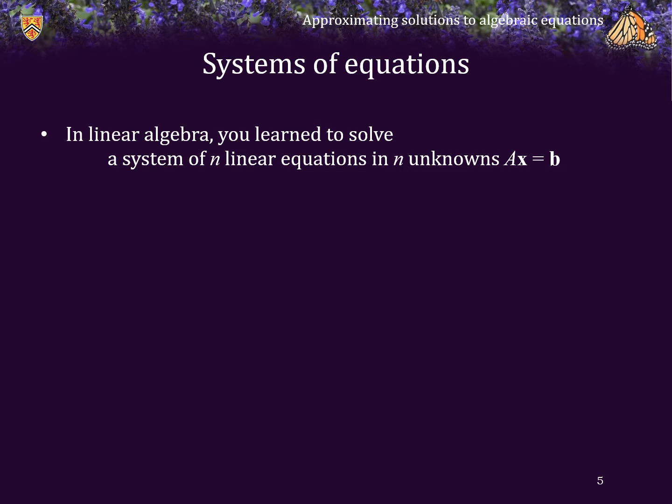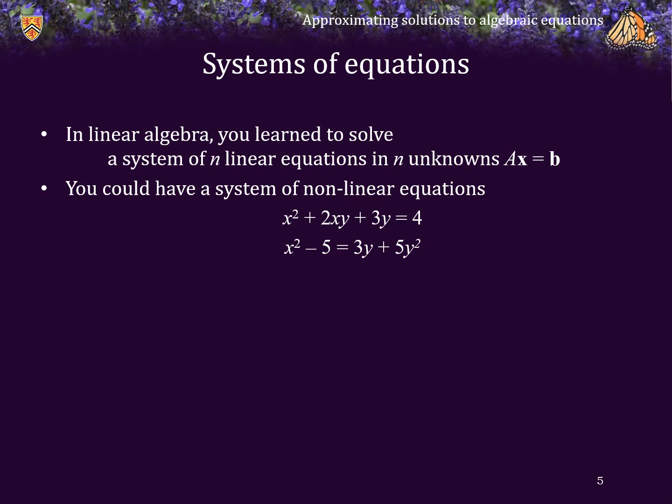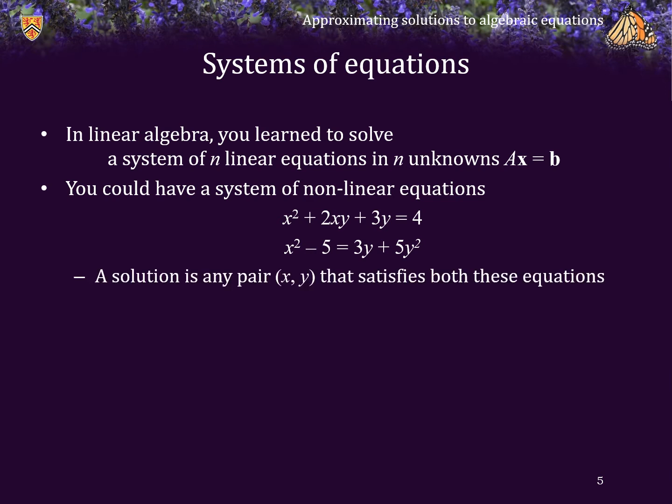in linear algebra, you learned to solve a system of n linear equations in n unknowns, and you did this by creating an augmented matrix and then applying Gaussian elimination, now with partial pivoting, followed by backward substitution. You could, however, of course, have a system of nonlinear equations. And in this case, a solution to a system is any pair (x, y) that satisfies both of these equations simultaneously.